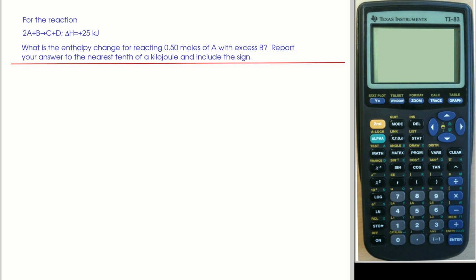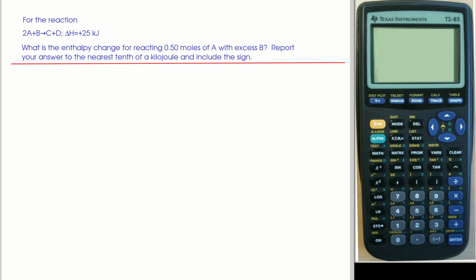In this video, we'll quickly solve one of the quiz problems from the other day. This problem is a really quick thermochemistry problem. It asked for the reaction 2A plus B goes to C plus D, with a delta H for the reaction of 25 kilojoules. What is the enthalpy change for reacting 0.5 moles of A with excess B?